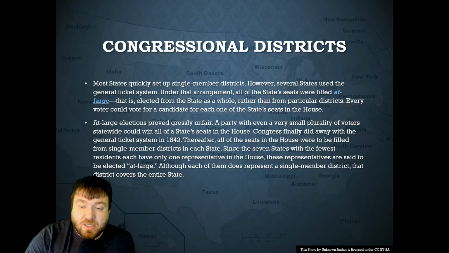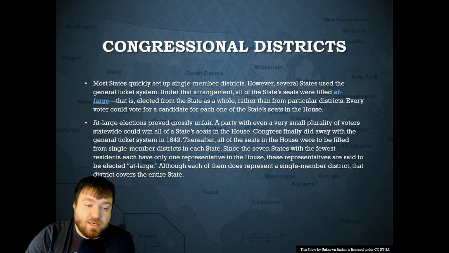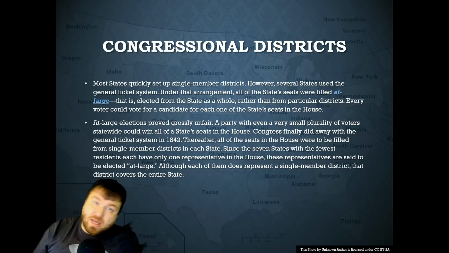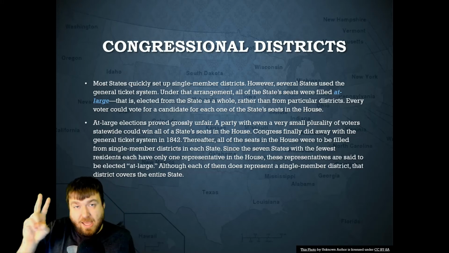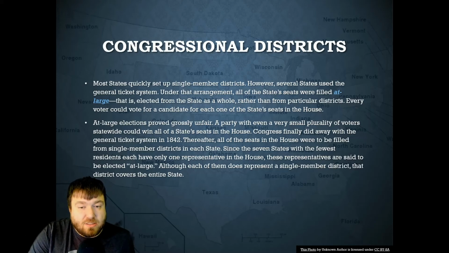Since the 7 states with the fewest residents each have only 1 representative in the House, these representatives are said to be elected at large. Although each of them does represent a single-member district, that district covers the entire state. So while 7 states still have representatives that are elected at large, they only have 1 district in their state, so it's the same either way.